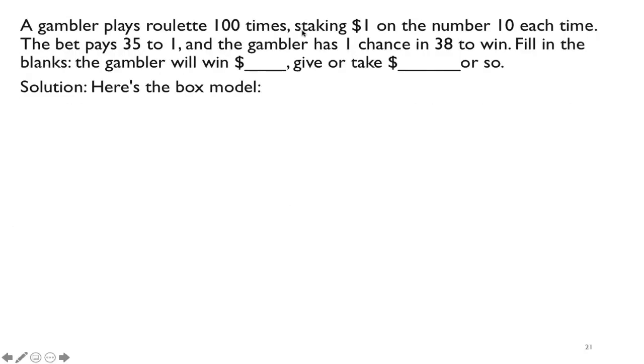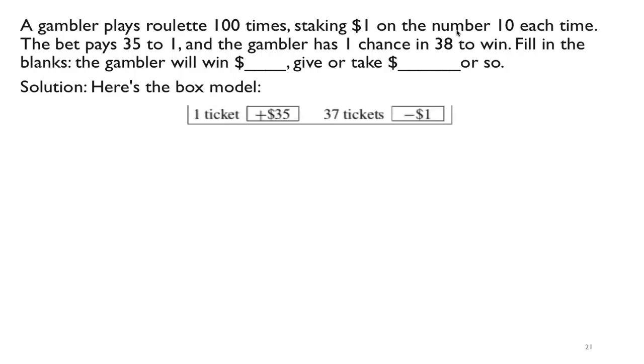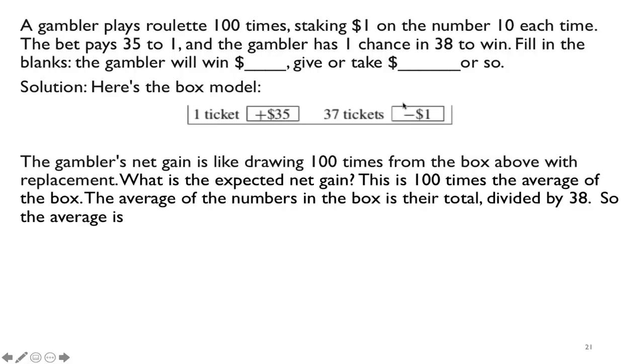So here's another example. What if I play the same game, except now we put $1 on a number instead of a color, and so it's hard to win with a number, and they'll pay 35 to 1, and then the gambler has a 1 in 38 chance of winning. Again, there's 38 possible slots. So we want to know the expected value of how much the gambler will win, and then the SE. So here's a box model. One ticket is $35. That's a winning ticket, and then 37 tickets are losing that $1. So the average is again 5 cents.